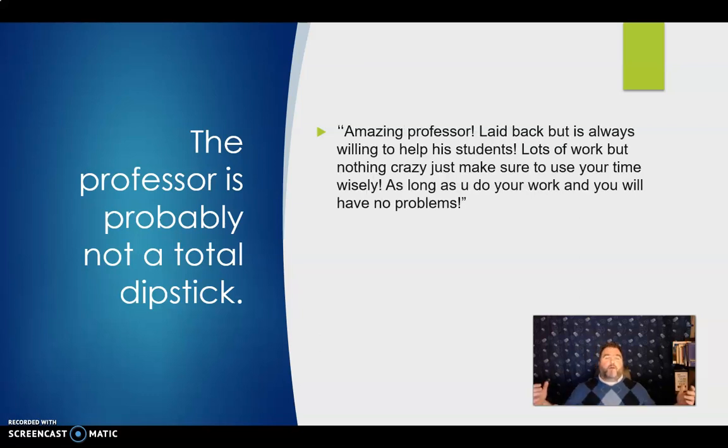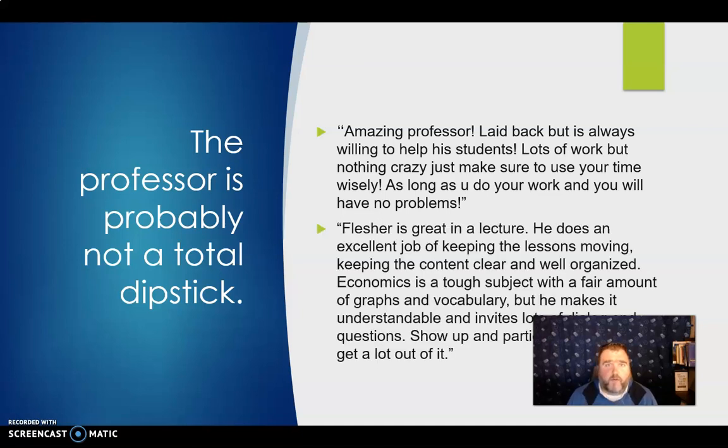Right. Now, also, if there were ever a website where students rated their professors, you might find reviews that look a little like this. Always willing to help my students. Lots of work, but nothing crazy. Just use your time wisely. Economics, tough subject, like statistics. Fair amount of graphs, fair amount of vocabulary. You're going to be doing some data visualization, but I make it understandable. People say I'm great in a lecture. I did not write these myself, neither did my mother.